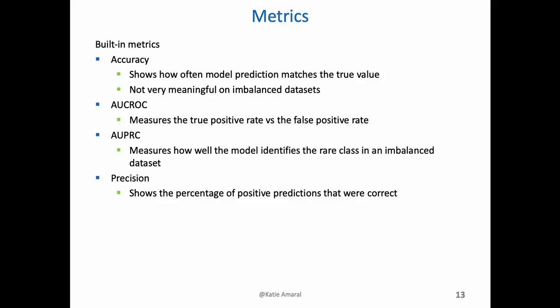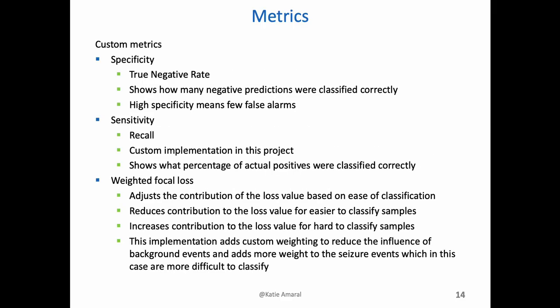Area under the curve of receiver operating characteristic measures the true positive rate versus the false positive rate. Area under the precision recall curve measures how well the model identifies the rare class in an unbalanced dataset. Precision shows what percentage of positive predictions were correct. Custom metrics functions are applied during training, validation, and post-processing evaluation.